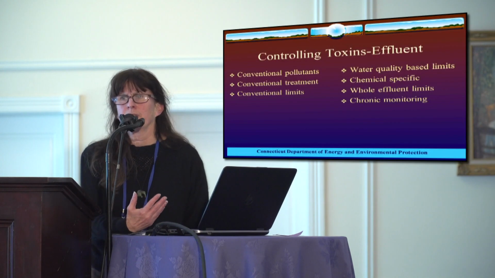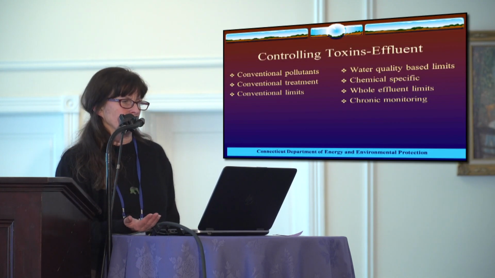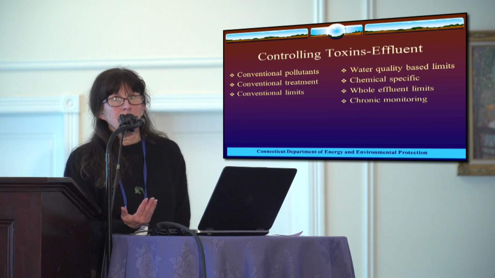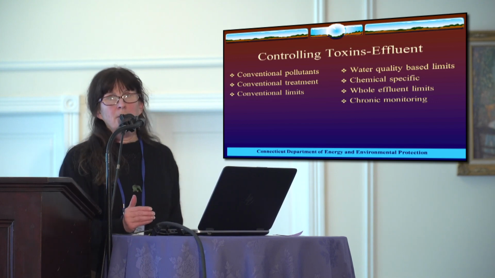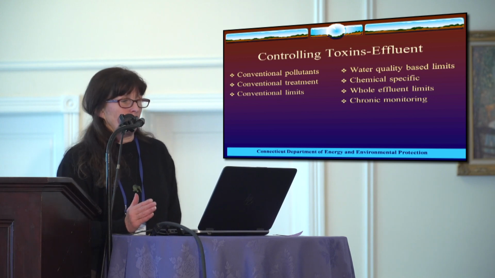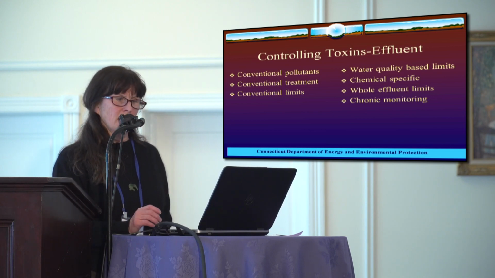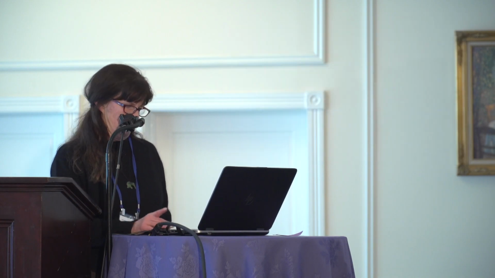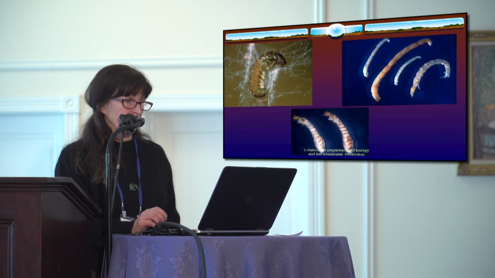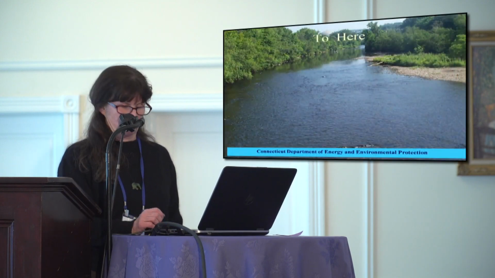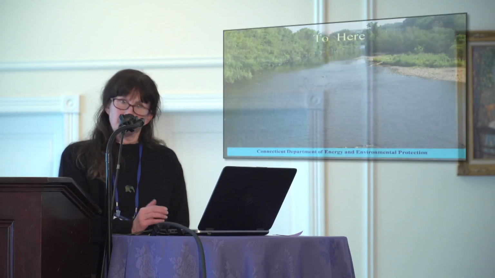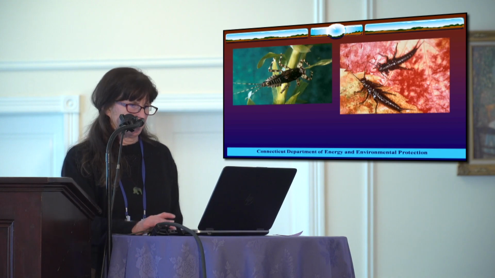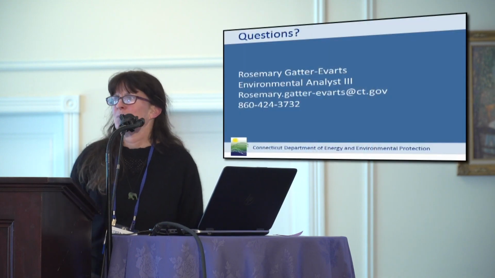So to control toxics and toxic amounts, we've got the conventional pollutants, we've got the conventional treatments, we have water quality-based limits in some cases, we have chemical-specific limits, we have whole effluent limits, and in some cases we do the chronic monitoring. And the whole purpose is to go from a stream like this with mediocre creatures to a lovely stream with critters that trout like to eat. So we're hoping with these tools we'll eventually get there. Any questions?